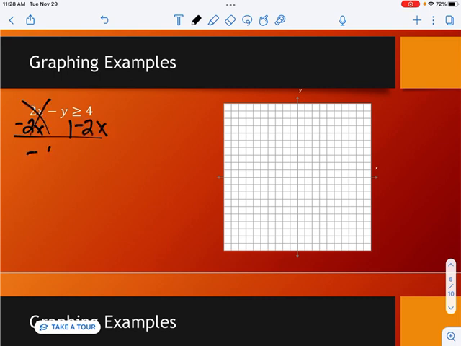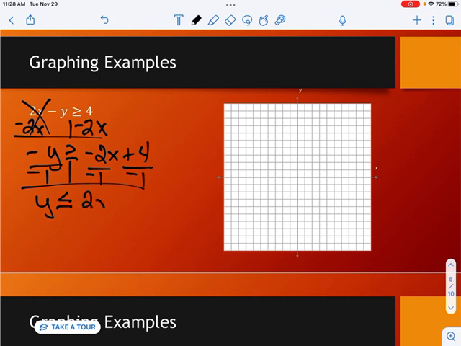So that would leave me -y is greater than or equal to -2x plus 4. My next step is I'm going to divide by a -1. Now, think back to earlier in the year when we did inequalities. Whenever we divide both sides or multiply both sides by a negative, it flips the inequality symbol. So instead of a greater than or equal to, it becomes a less than or equal to. So this ends up being y is less than or equal to 2x minus 4.